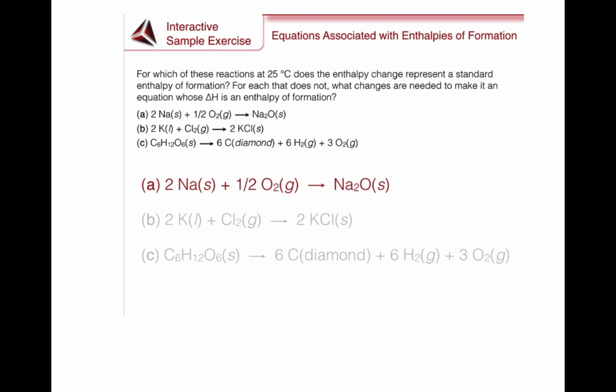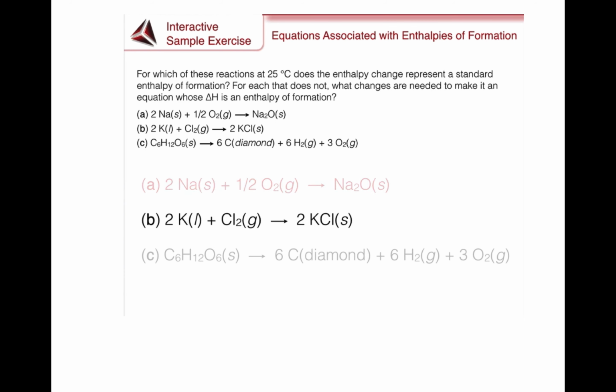Note that when we balance chemical equations, we generally use whole number coefficients. But when we write an expression for an enthalpy of formation, we must have one product with a coefficient of 1. This sometimes leads to a fractional coefficient for one or more reactants.